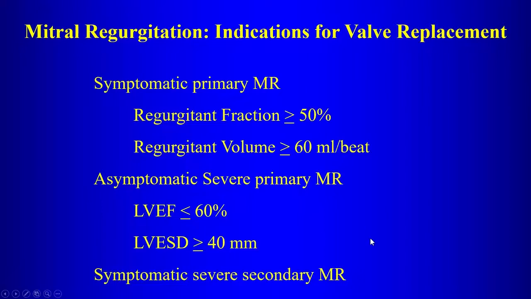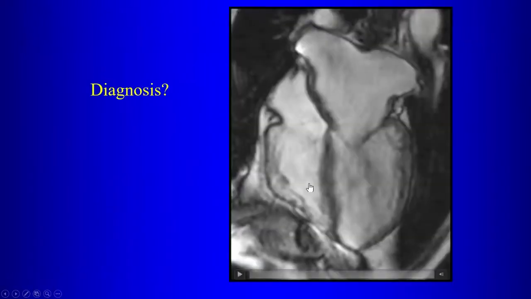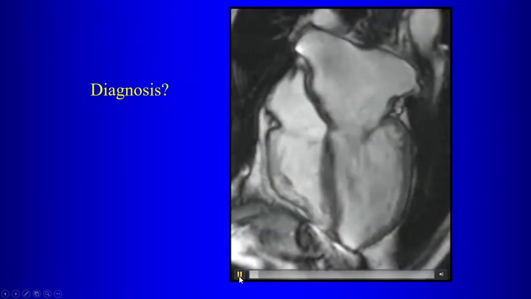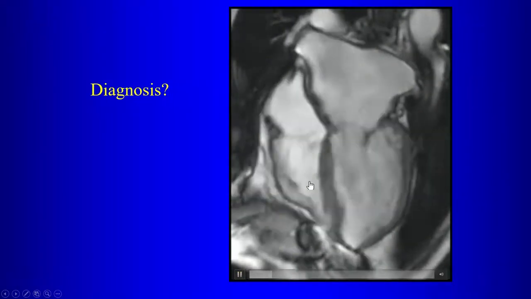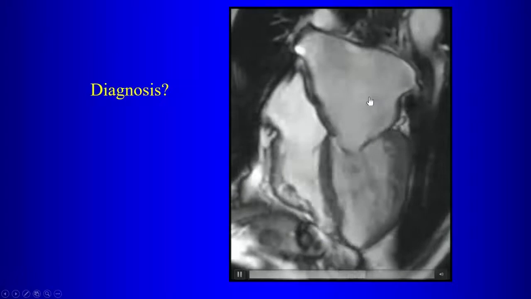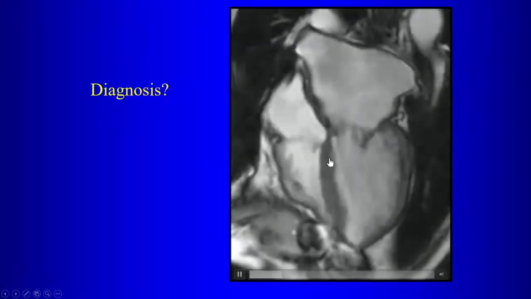If the patient is asymptomatic and they have severe primary mitral valve regurgitation, if the left ventricular ejection fraction is less than 60%, or if the left ventricular end systolic diameter is greater than 40 millimeters. Or if the patient has symptomatic severe secondary mitral regurgitation secondary to some other problem like dilatation of the left ventricle.